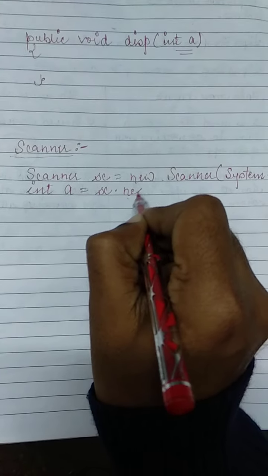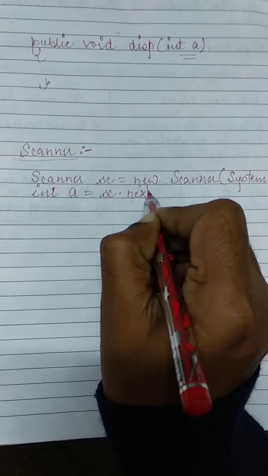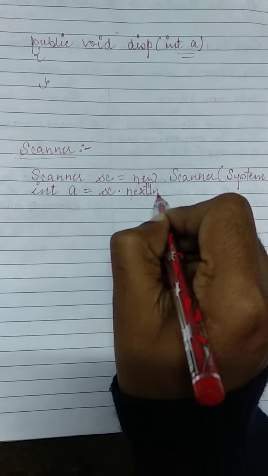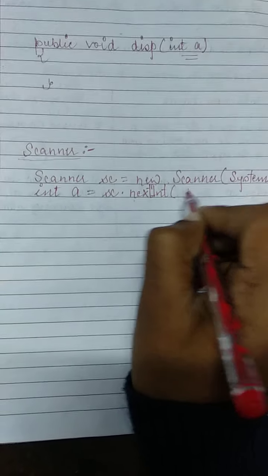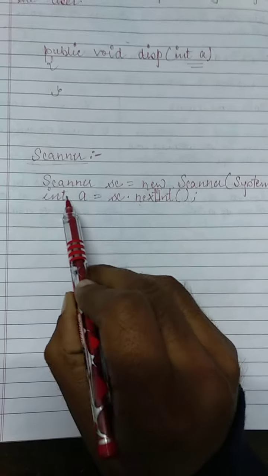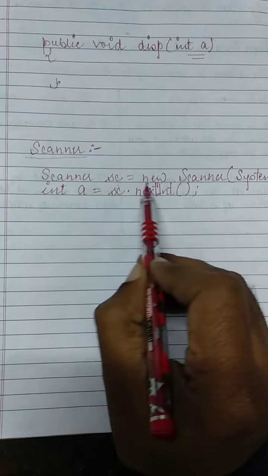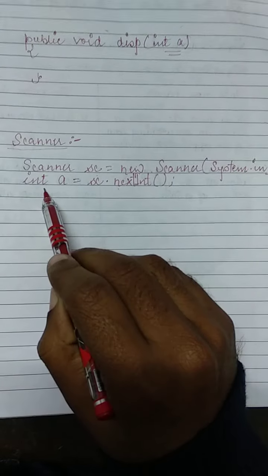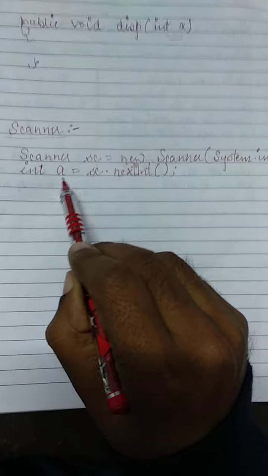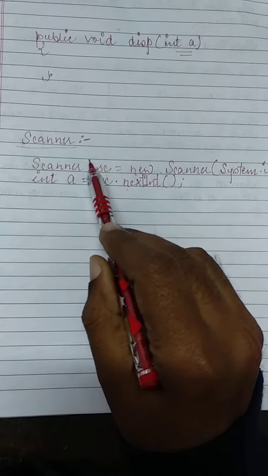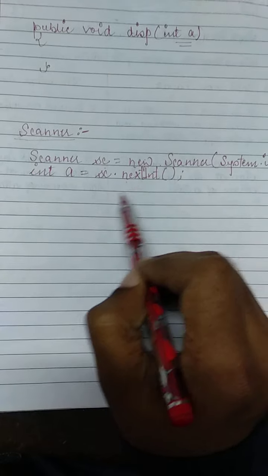If the next element is an integer, you need to write a function called nextInt, n small, I capital, and open and close braces. So it will be Scanner sc equals new Scanner(System.in), and then in the next line int a, the variable in which you want to store the input, equals sc.nextInt(). It will directly take the input and store the value in a. So this is the first method.